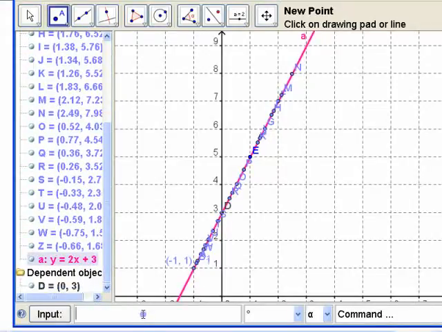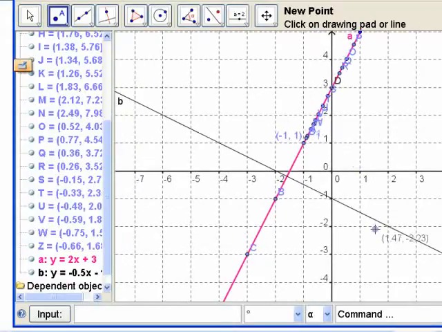If I put another equation in here, somebody want to make one up? y equals what? How about negative something? Negative 0.5x, I don't know, minus 1, something like that. Okay, there's another equation right there.